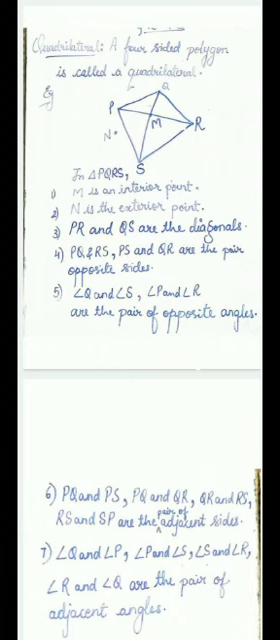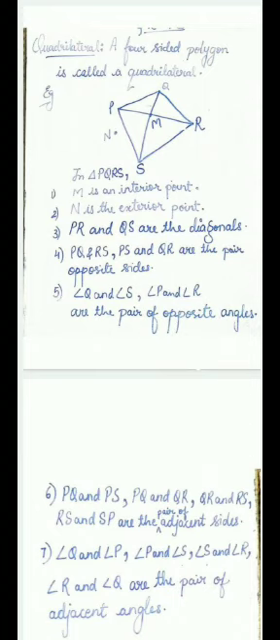RS and SP is the other pair of adjacent sides. Sorry, and the last, QR and RS is the other pair of adjacent sides.